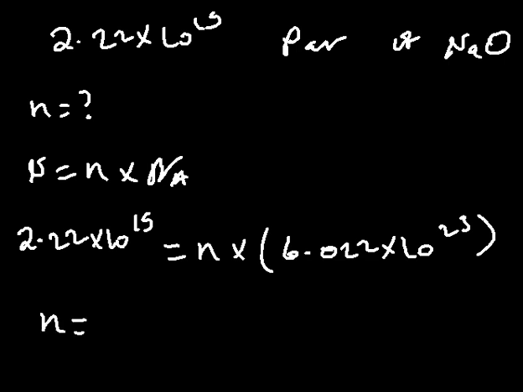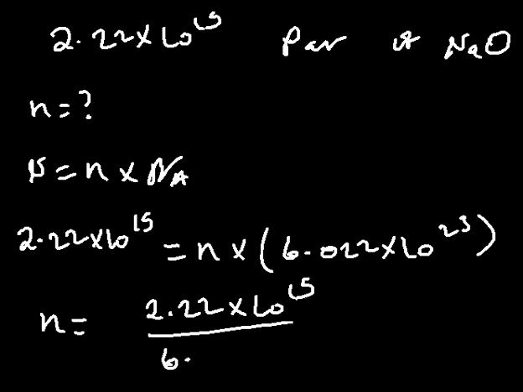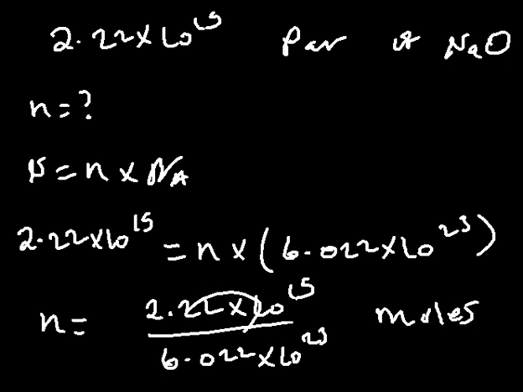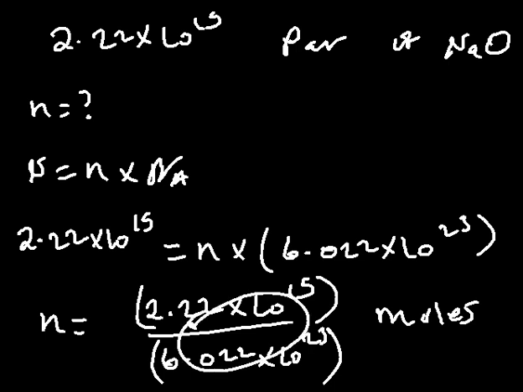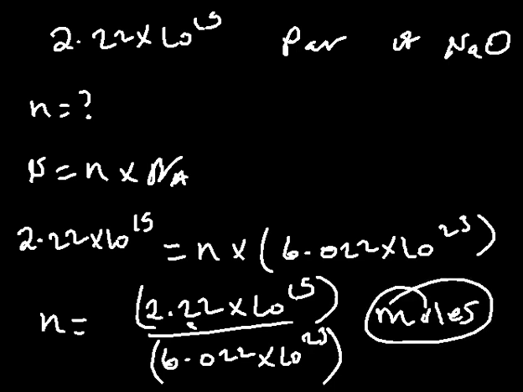So the number of moles can be given as 2.22 times 10 to the power positive 15 divided by 6.022 times 10 to the power positive 23. That is how you can have the number of moles in this case. And when you're typing on the calculator, you should put them in brackets. So you can have the number of moles in that way, and from there, upon having the number of moles, you can have the mass.